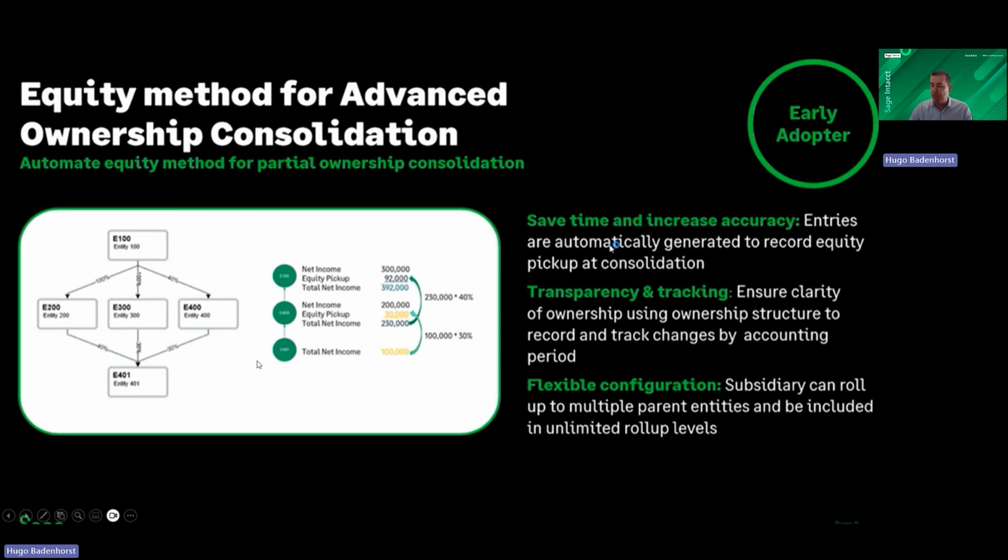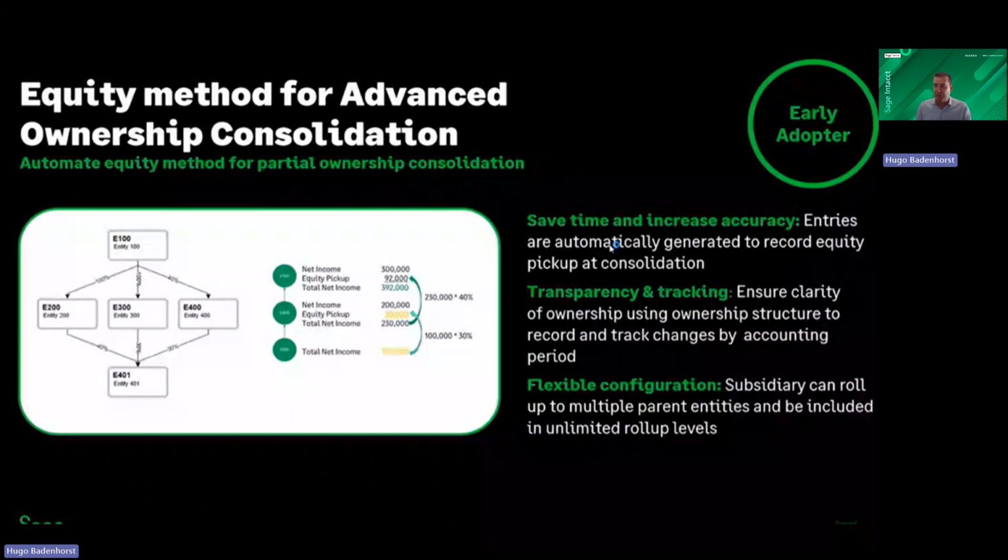So that equity method basically allows us to say, if we look at that consolidation roll up, of that 100,000, 30% goes into entity 400. So that goes in there. If we roll that up, that's a 200 plus the 30. So from the 230, 40% goes into that entity. So based on that structure, it gives you that flexibility to take the equity method to roll up consolidation into multiple entities and into tiered levels of consolidation as well.